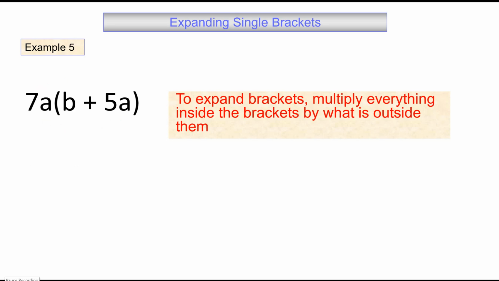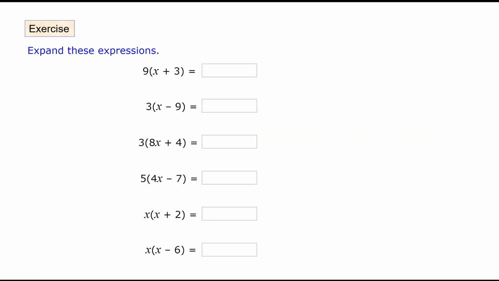Another example, 7a, open bracket, b plus 5a, close bracket. Remember, the brackets mean multiply. So first of all, we need to do 7a times b. So that's going to give you 7ab. And then 7a times plus 5a. 7 times 5 is plus 35, because two positives multiplied together gives you a positive. A times a is a squared. Okay, and therefore we have expanded those. Okay, try out this exercise then, please.